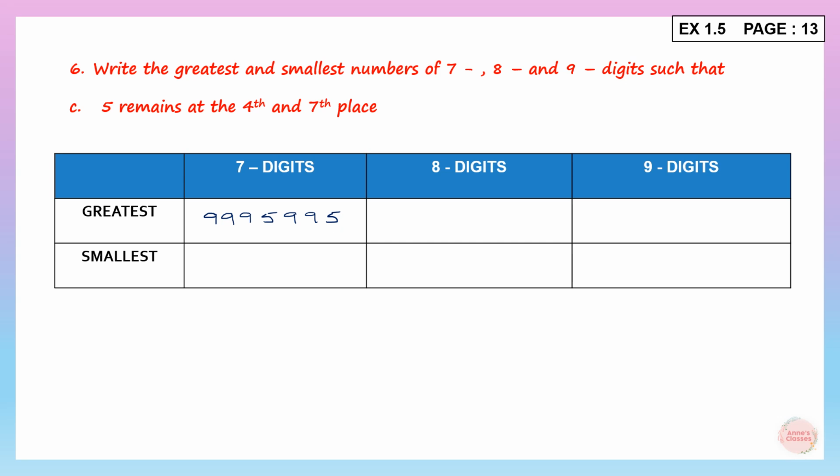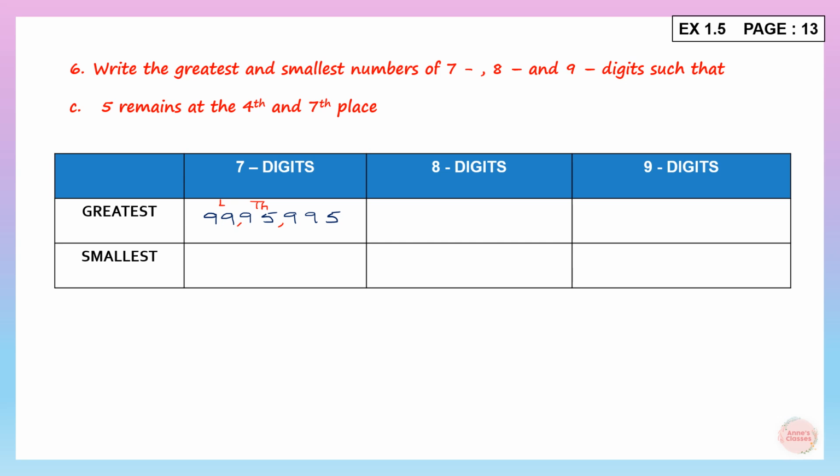Now let's put the commas. Ones, tens, hundreds, thousands, 10,000s. So this is lakh, 10 lakh. So let's read the number. The number will be 99 lakh 95,995.